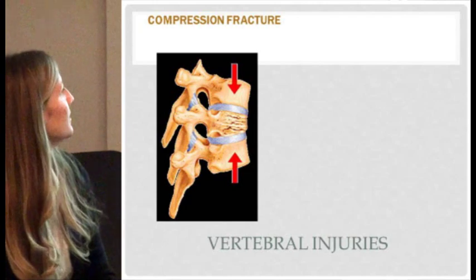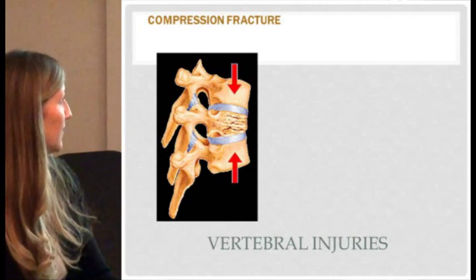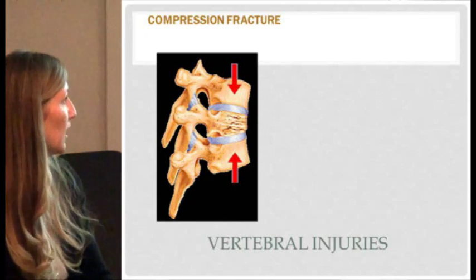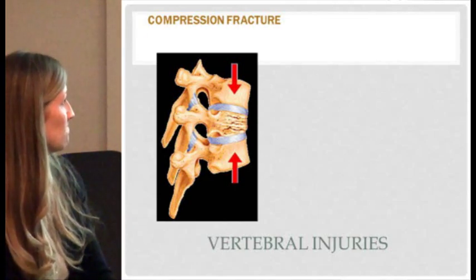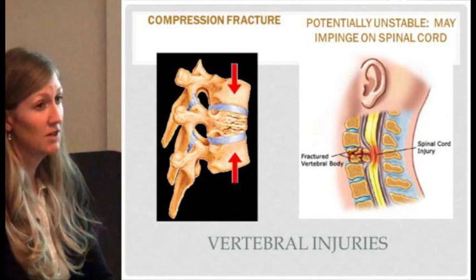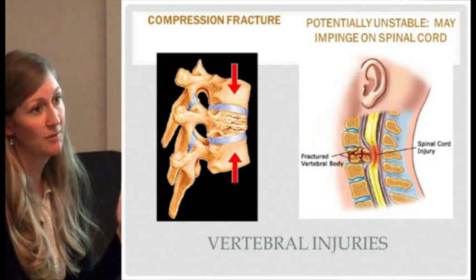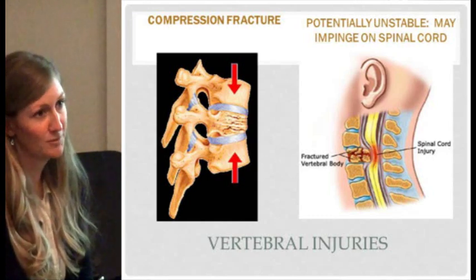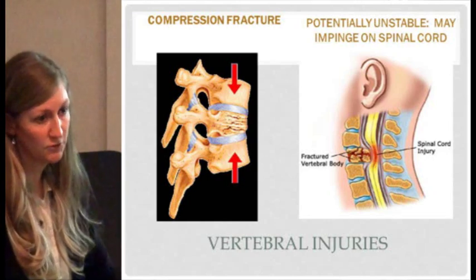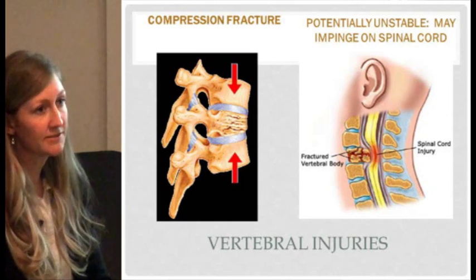Okay. So this is just a picture of what a compression fracture looks like. You have that crushing of the vertebral body. And then sometimes the crushing can be so severe that you actually get pieces that get pushed into the spinal cord area, and that's what we're talking about. That would be an unstable fracture because that's impinging on the actual spinal cord area, or it could actually have already caused an injury.